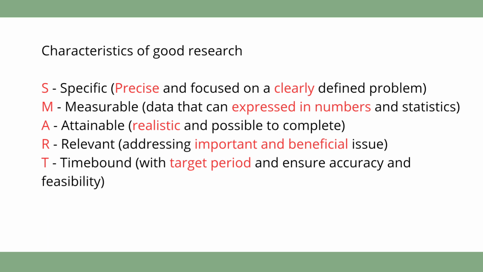Characteristics of good research. It should be SMART. S for specific. It must be precise and focused on a clearly defined problem. M for measurable. The data can be expressed in numbers and statistics. A for attainable. It must be realistic and possible to complete. R for relevant. Addressing very important information and beneficial issue. And T for time-bound, with target period, to ensure accuracy and feasibility.